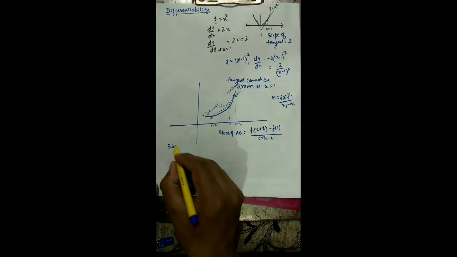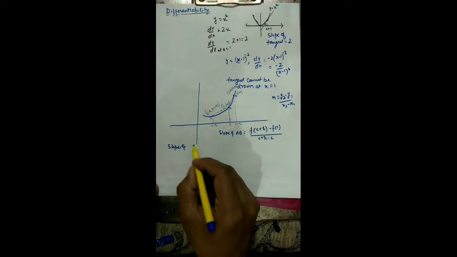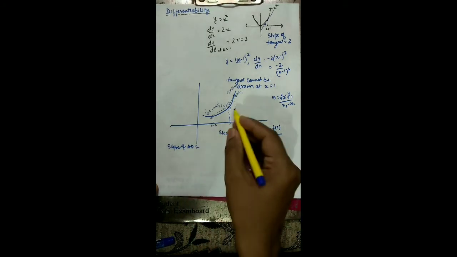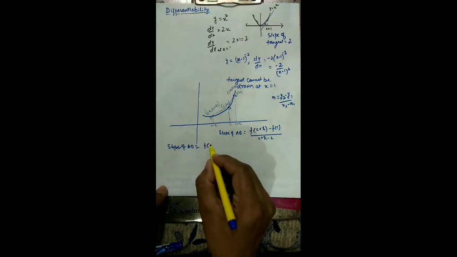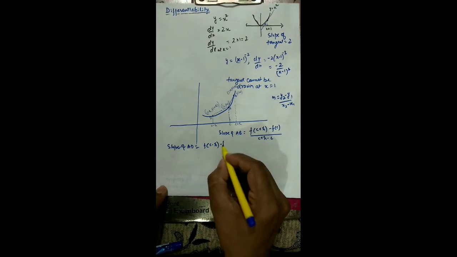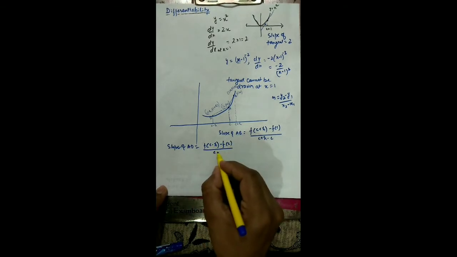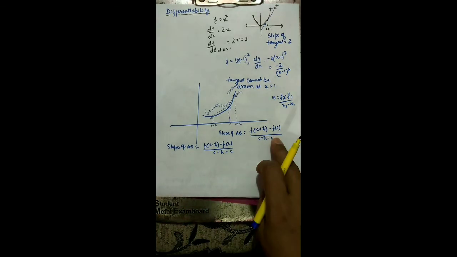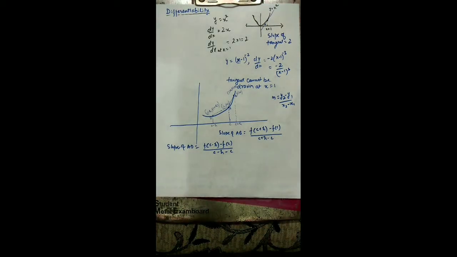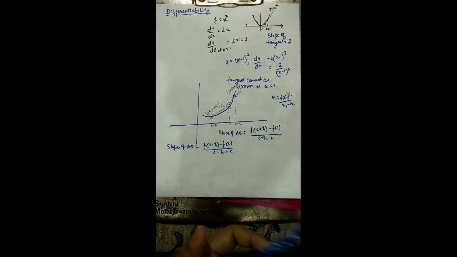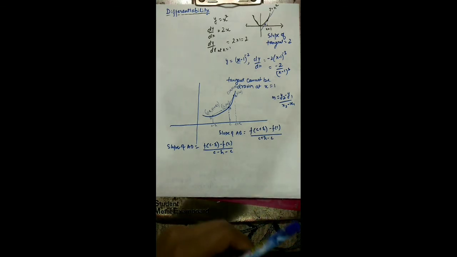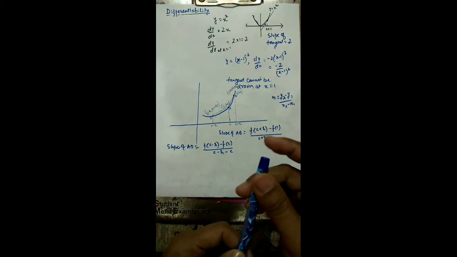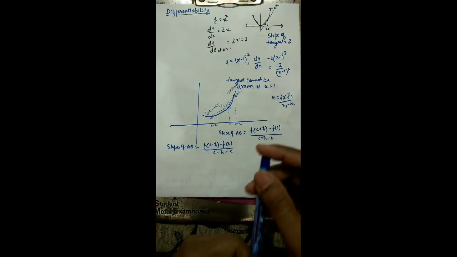So the slope of AD will be, you can see the formula, f(C minus H) minus f(C) upon C minus H minus C. So this is the slope of AD and this is the slope of AB. Now you have to see one important thing: if I reduce the value of H and I make this value 0, then what happens?